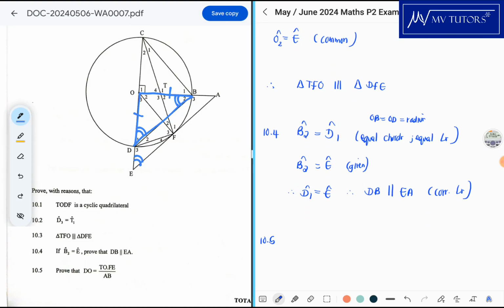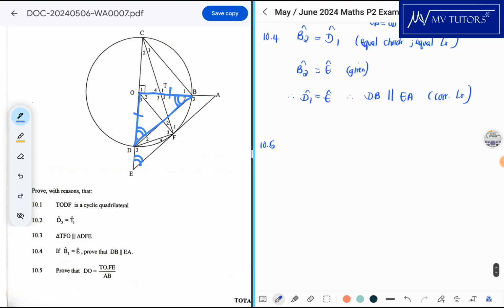And then lastly, 10.5, I'm losing my voice, I'm coughing, I'm making silly errors. We are here at the end. So it says prove that DO is equal to TO times FE over AB. Okay, remember we said that triangle TFO is actually similar to triangle DFE. We're going to use that. We better use it.